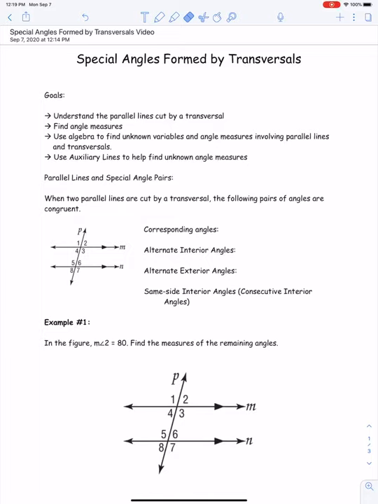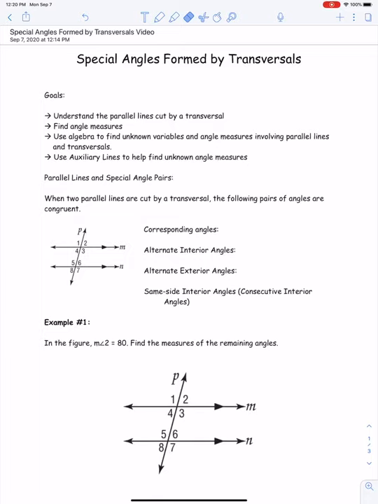And then in addition to that, we want to be able to look at parallel lines that don't have their transversals complete. So we're going to complete them with what we call an auxiliary line. Okay? So let's jump right on in to parallel lines cut by transversals and the special angles they create.